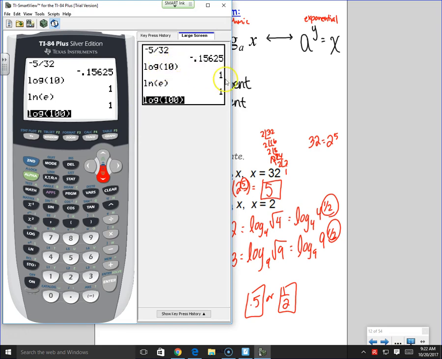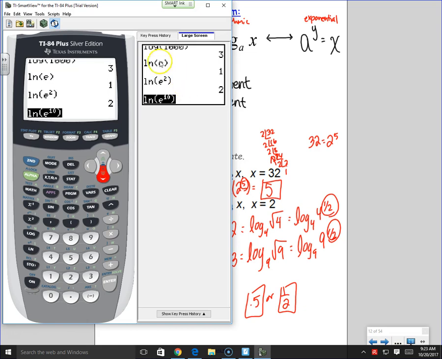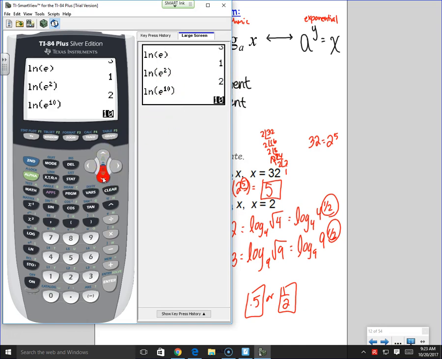Base is 10, 10 to the 1, log is 1. Base is e to the 1, log is 1. This one, base is 10, 100 is 10 squared, log is 2. Base is 10, 1,000 is 10 cubed, log is 3. Or these might be even easier to see. Base is e, e to the 1, 1. E to the 2, 2. E to the 10, 10. So whatever the exponent is of the base, as long as it matches, will be the answer.